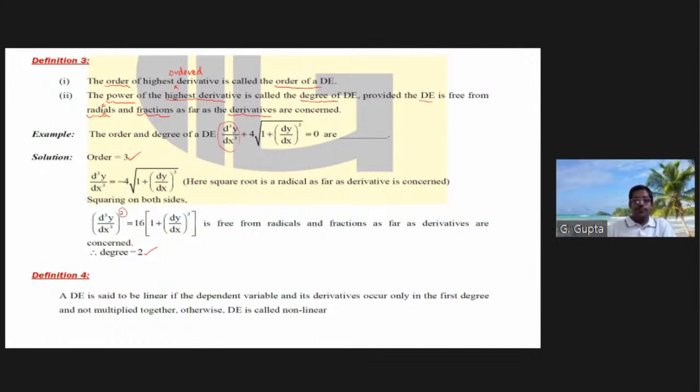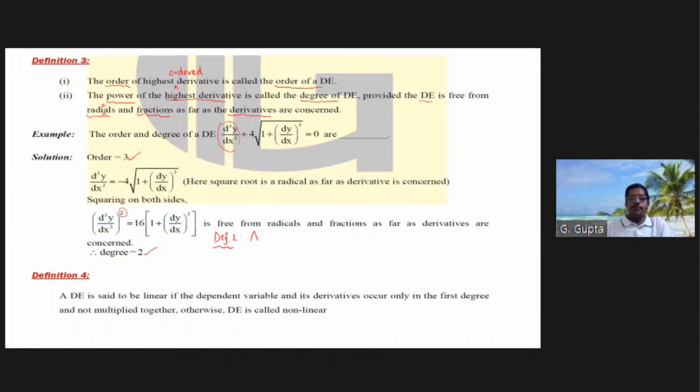So here, definition 2 is: a relation between the variables of the given differential equation which satisfies the differential equation is called a solution of the differential equation.